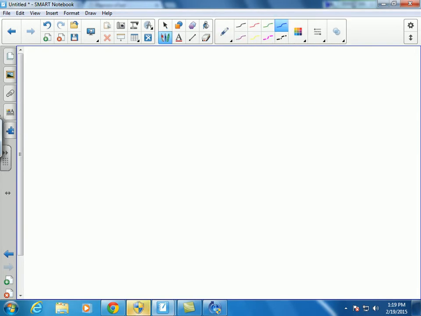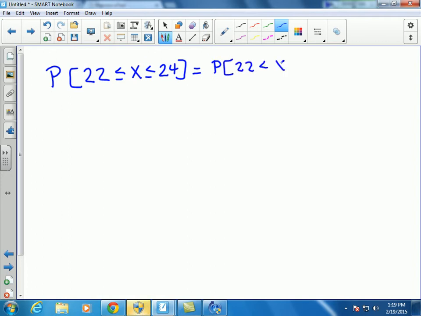I gotta get my pen. So I want the probability that I am between 22 and 24. It doesn't matter if these have equal to signs below or not, because it's a continuous random variable, so it's the same as saying this. Just a side note here. It's really no different. Okay?